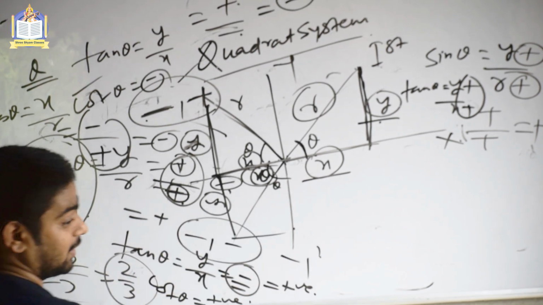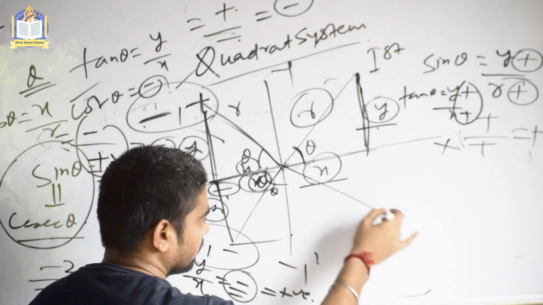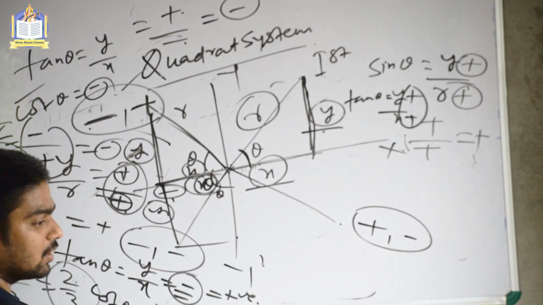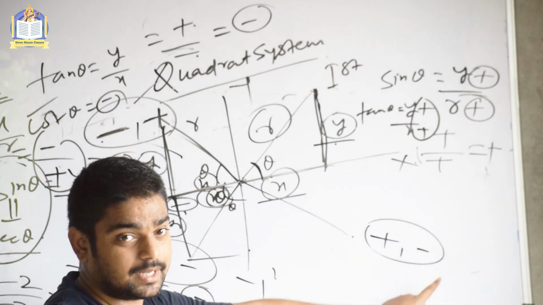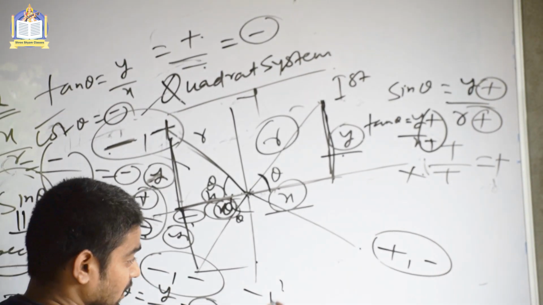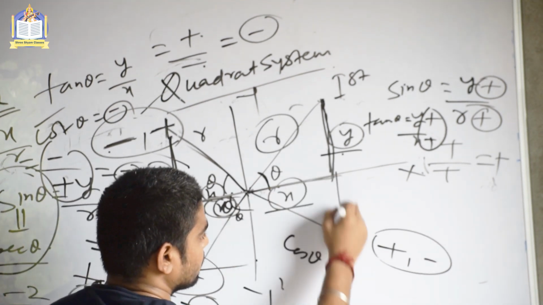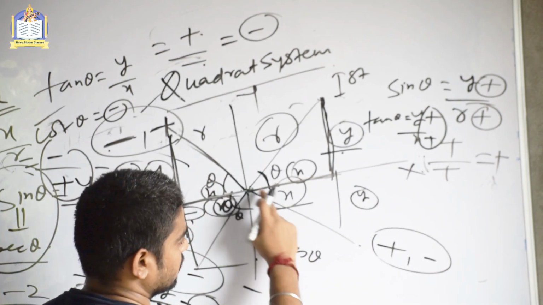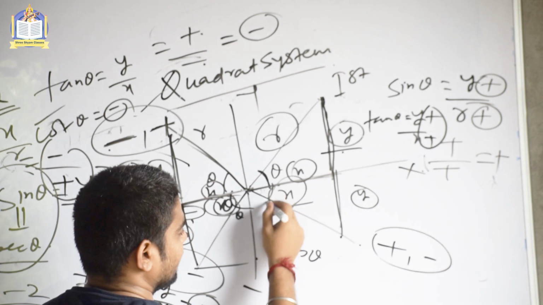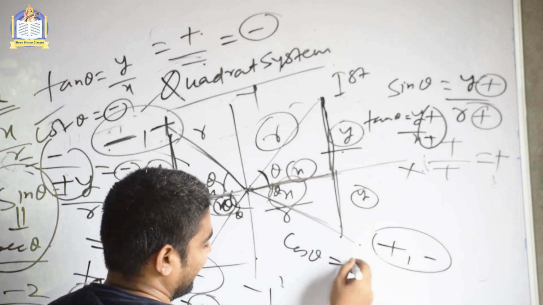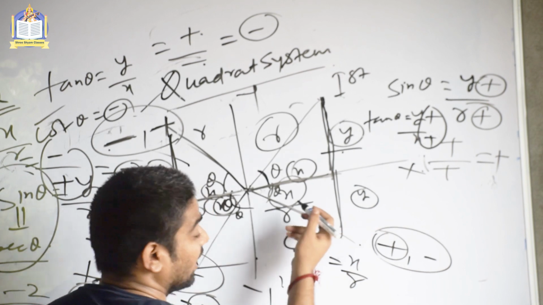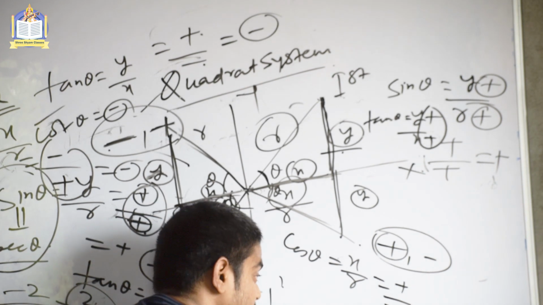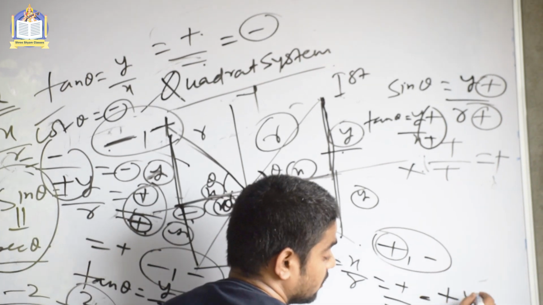Now let's talk about the fourth quadrant. In the fourth quadrant, x is positive and y is negative. So let's talk about cos theta here. This is x and this is y. Cos theta is b by h, where b is x and h is the radius, so x by r. Here x is positive and r, being the radius, is positive, right? So positive by positive will give a positive result. So cos theta is positive in the fourth quadrant.